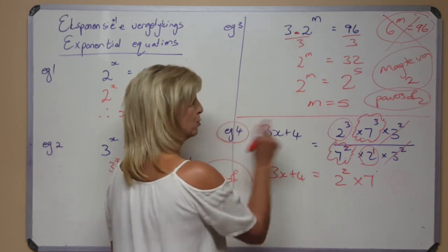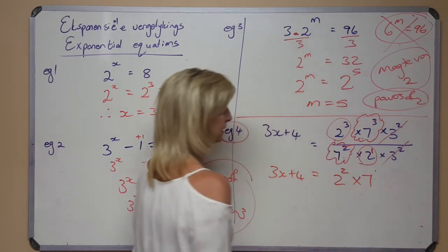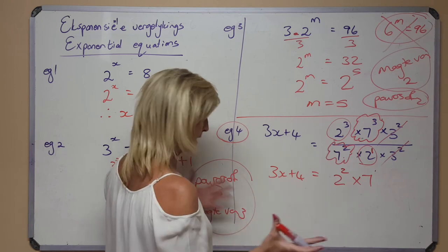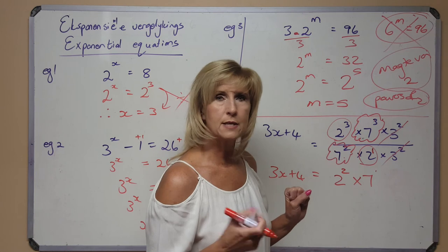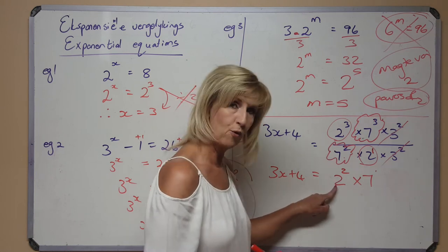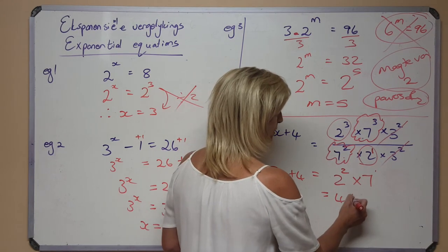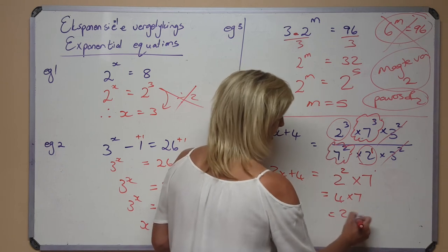Please don't forget that this was part of the sum. That was a huge bit of it. But now, how can I carry on here? Oh no, the bases are not the same. But don't you know that that is 4? And 4 times 7 is 28.